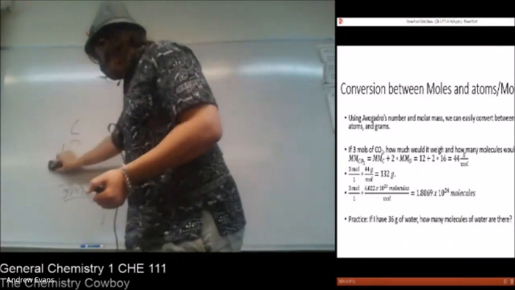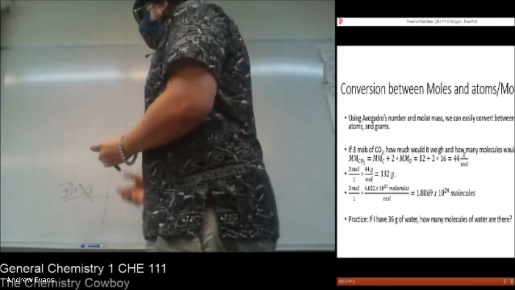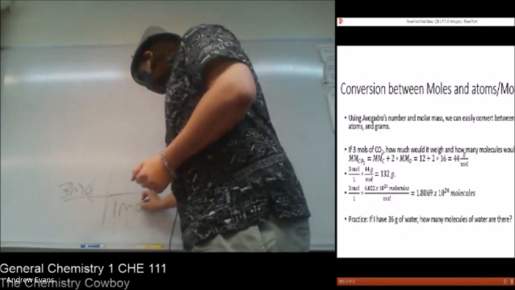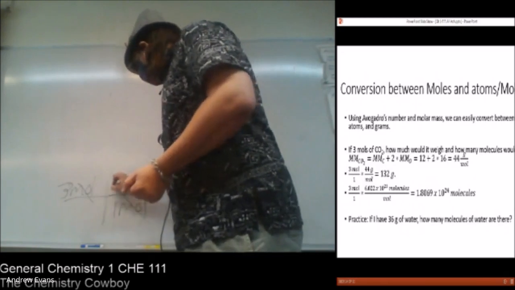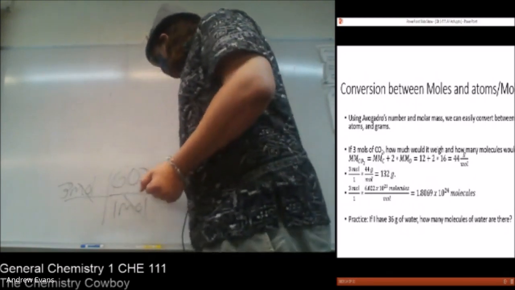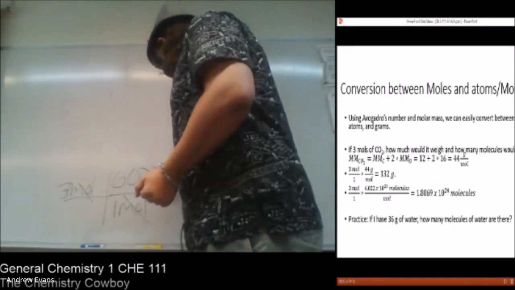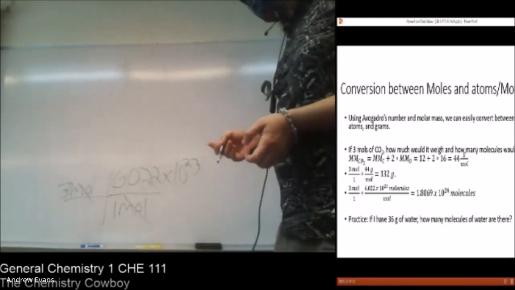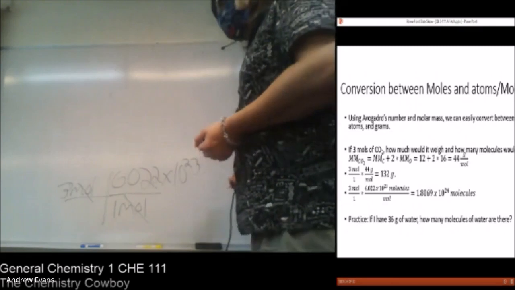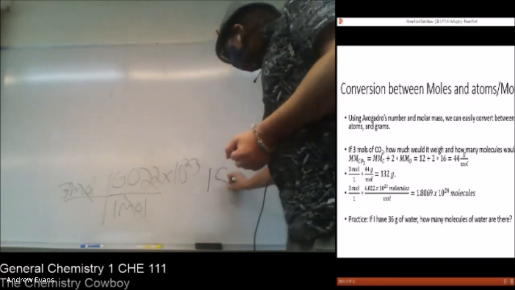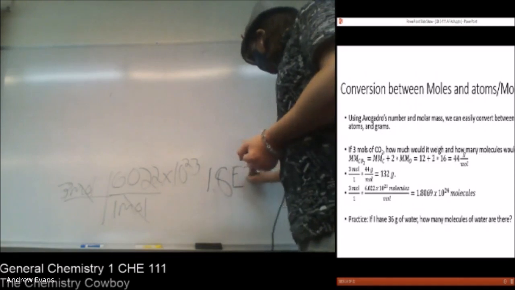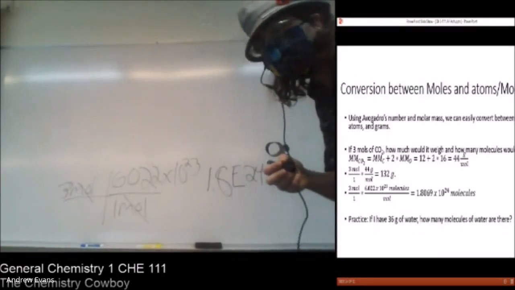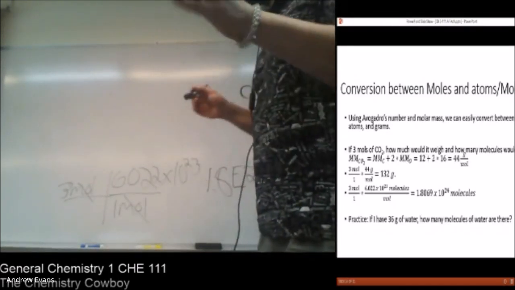Same starting point, 3 moles. How many atoms would there be? I still want to cancel moles, so I need Avogadro's number now. 1 mole is 6.022 times 10 to the 23rd. 6 times 3 is 18. Basically, 1.8 E24 is the answer. So moles cancel moles, and you're left with molecules.